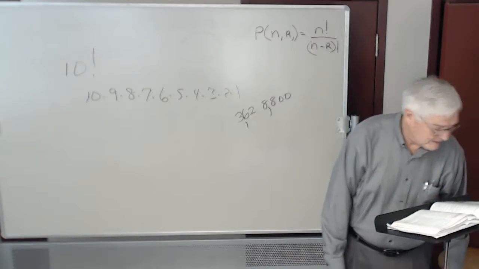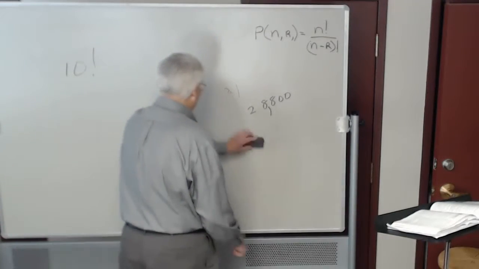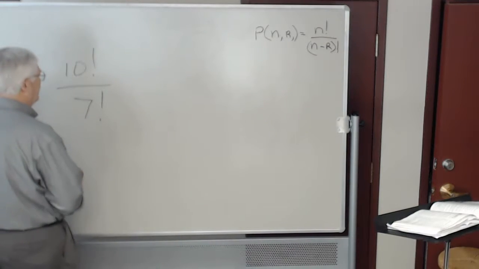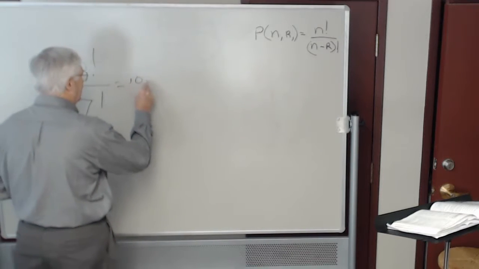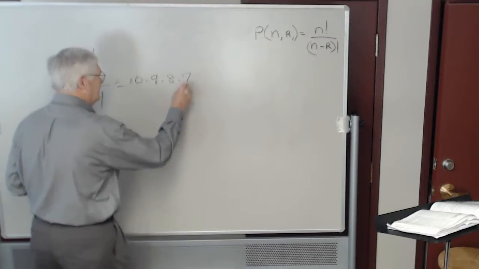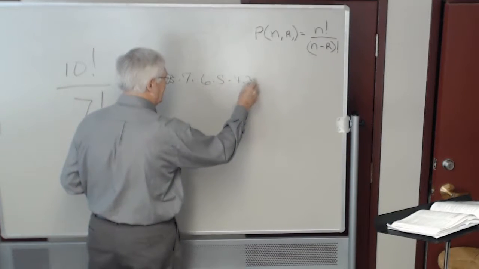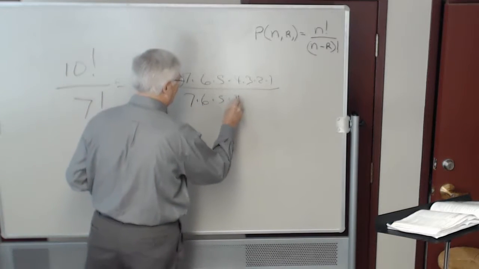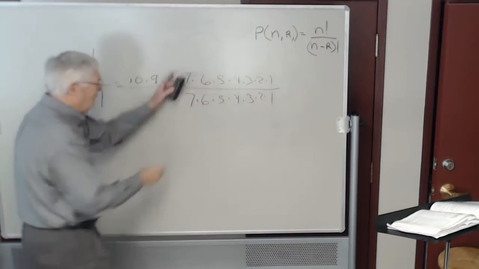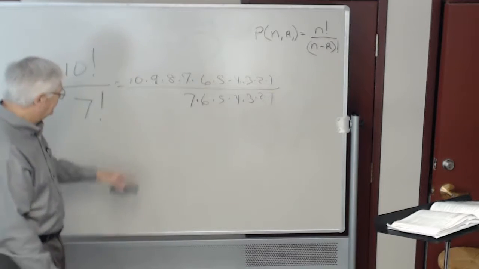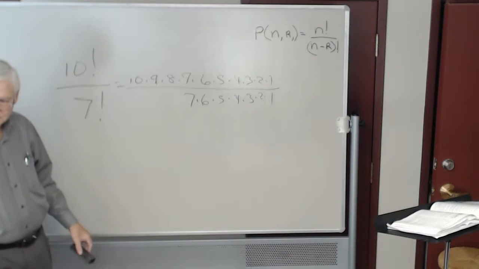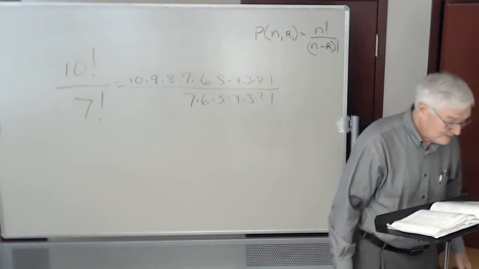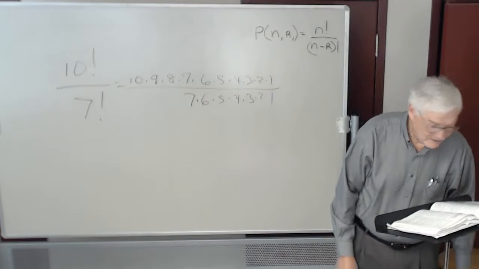So what about number 10? It says 10 factorial, and then what? Divided by 7 factorial. Well, that would really be 10 times 9 times 8 times 7 times 6 times 5 times 4 times 3 times 2 times 1 divided by 7 times 6 times 5 times 4 times 3 times 2 times 1. So you see how all that cancels out? And it's just 10 times 9 times 8. Okay? Okay.